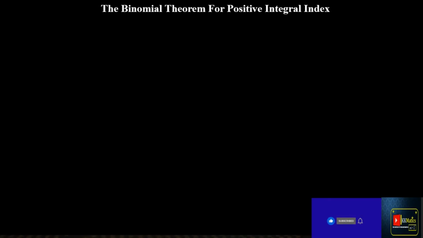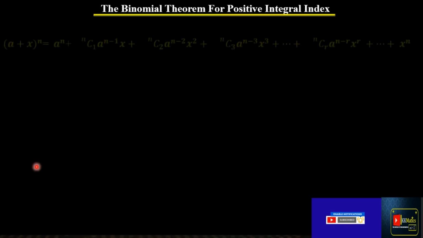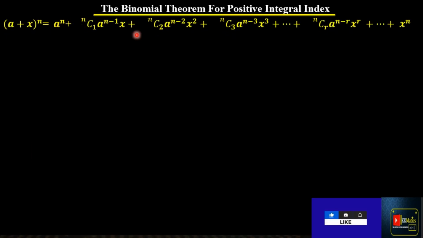So we have the binomial theorem for a positive integral index. This is the formula we use. As you see here, a raised to the power n, as we said earlier on, x always starts from the second term of the expansion. So that's where you see x here, and then it keeps increasing in power. And it ends with x raised to the power n, n being the highest power that we have. So that's n combination 1.